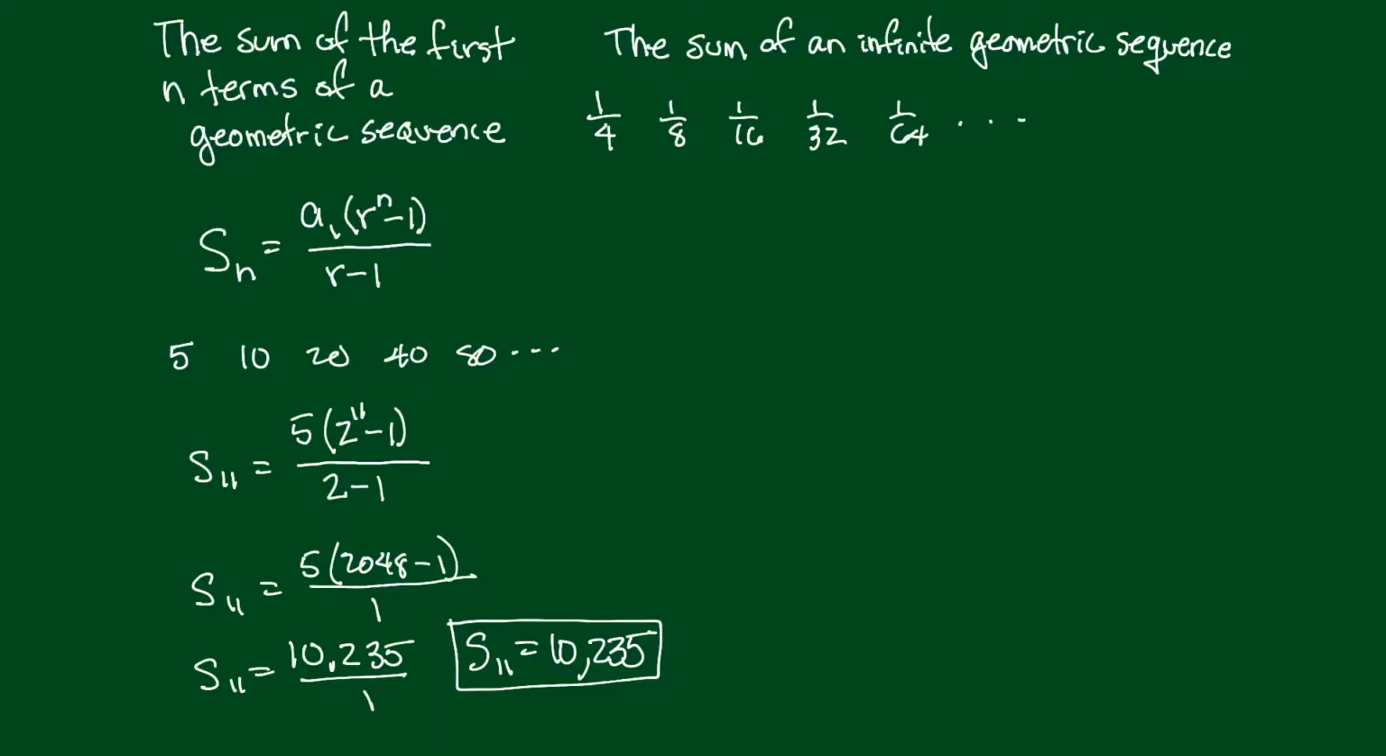So this is a geometric sequence because how do I get from one term to the next? I multiply the current term by 1/2. So in this case, r equals 1/2, and this is going to be infinite because it goes on forever. I'm going to add these up. It's going to look like this: 1/4 plus 1/8 plus 1/16 plus 1/32 plus 1/64 plus dot, dot, dot forever.